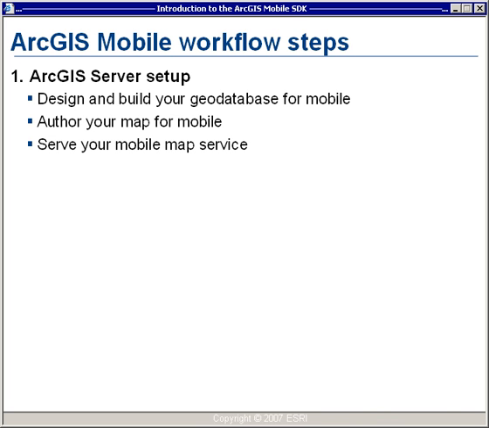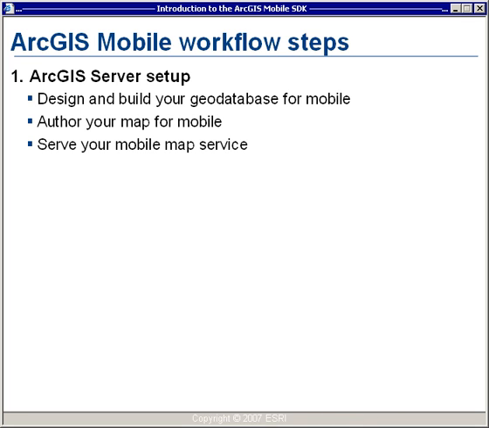So there are really three key steps to setting up and managing an ArcGIS Mobile deployment. The first is to set up our ArcGIS server. We're going to design and build a geodatabase. Perhaps we might want to optimize the geodatabase for mobile to really eke out the best performance in terms of synchronizing data over a wireless connection.